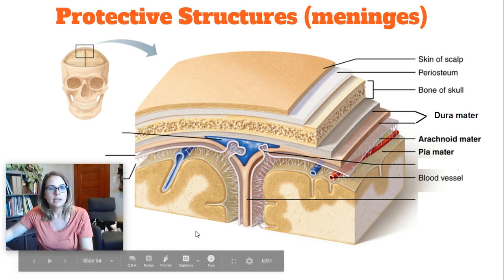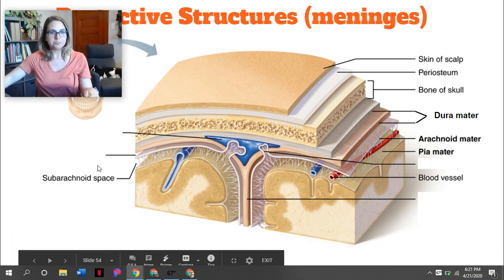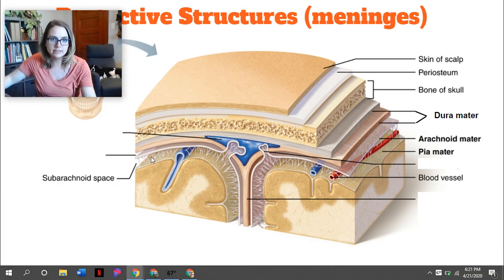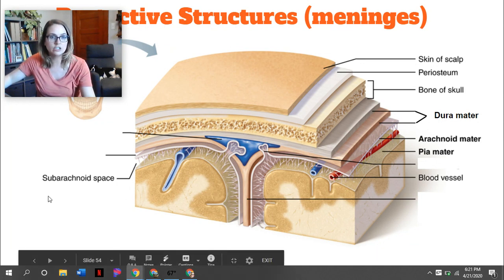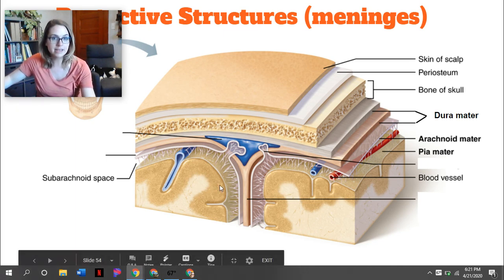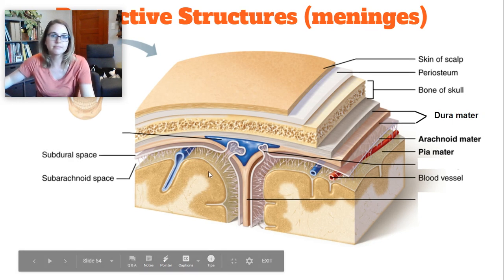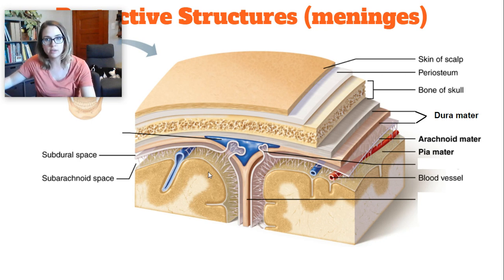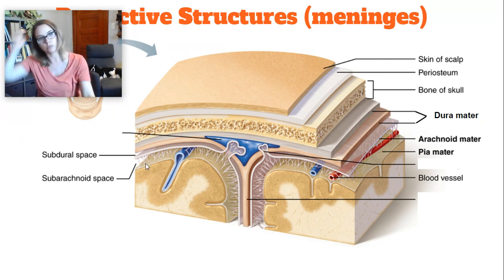Now, my little picture here is in the way. The arachnoid mater has these areas where these little spider webs extend into. This is called the subarachnoid space, and there is space there, where you have the little extensions of the arachnoid mater. And then you've got a subdural space, right here just underneath the dura mater. The subarachnoid space is more important for you to know for the class.